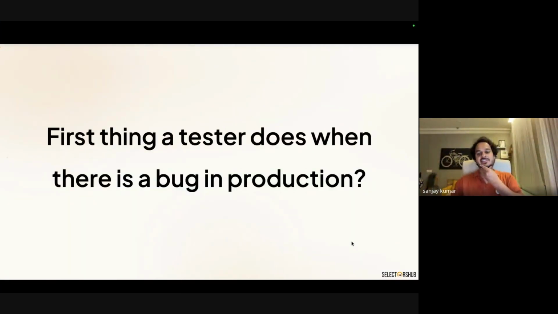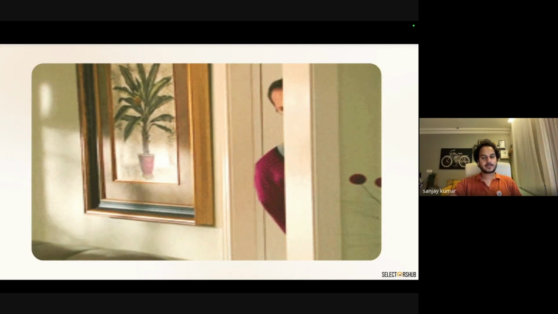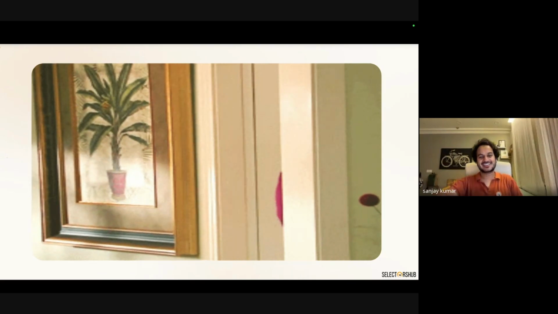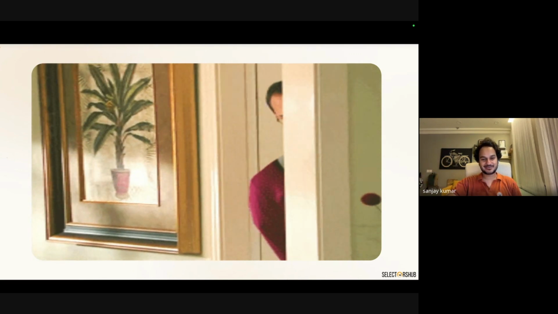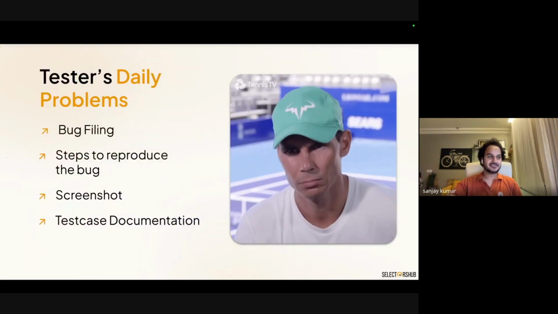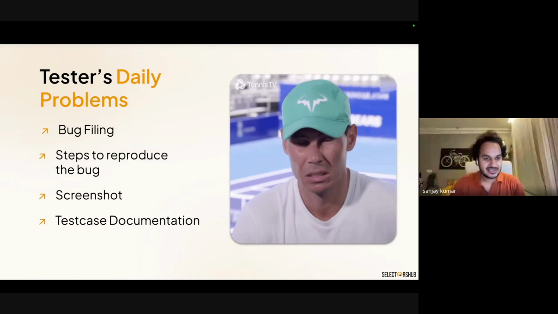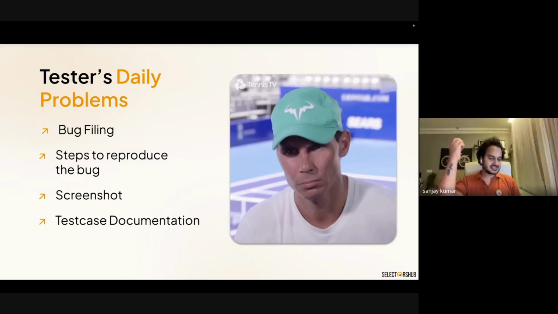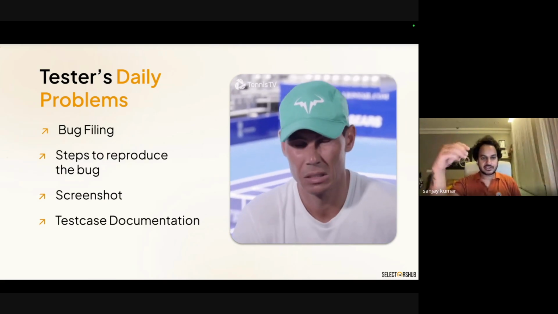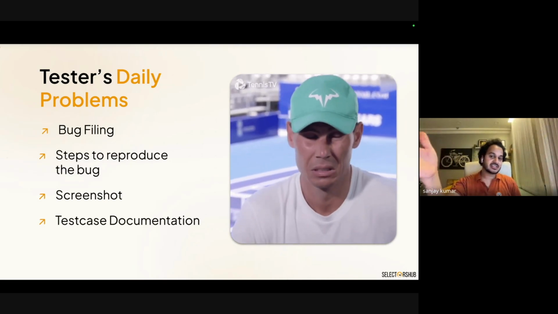What is the first thing a tester does when there's a bug in production? Agree? Either we hide somewhere or we try to save ourselves. So here are some very regular testing problems for each and every tester. One is bug filing. Second is steps to reproduce the bug. How can you reproduce the bug? And a screenshot, and then test case documentation.